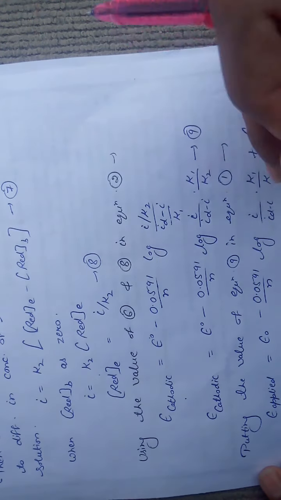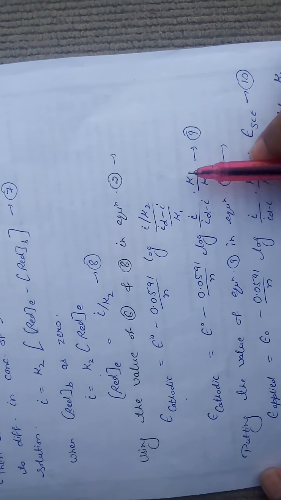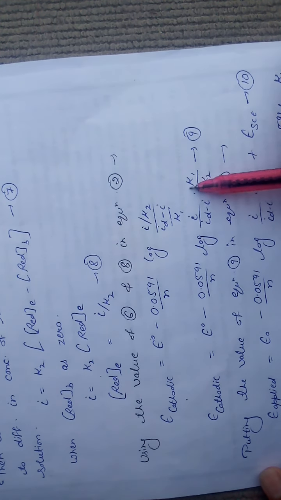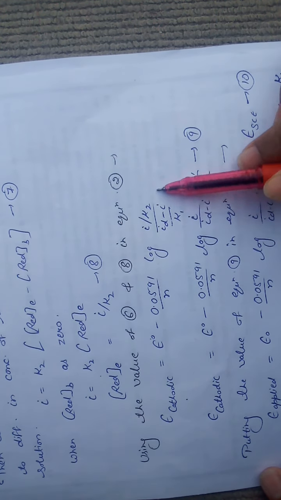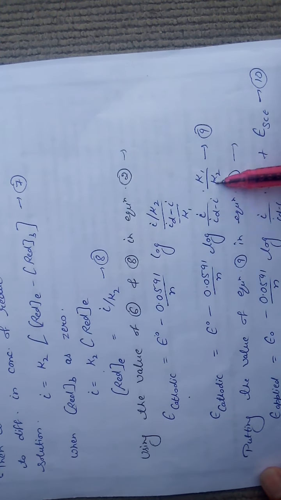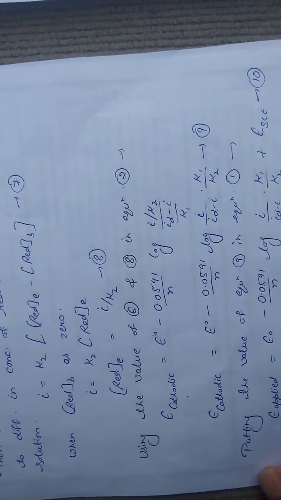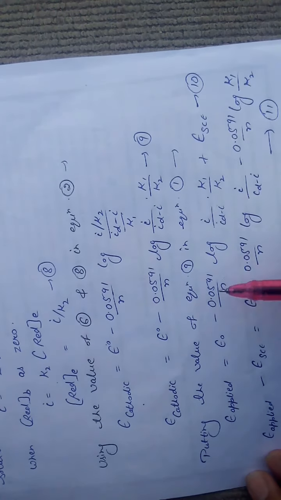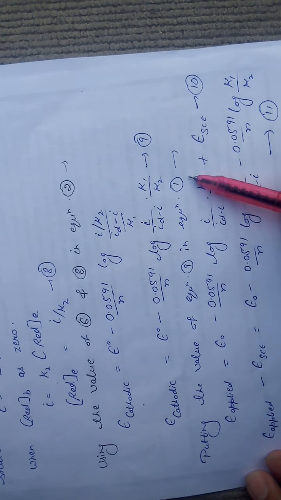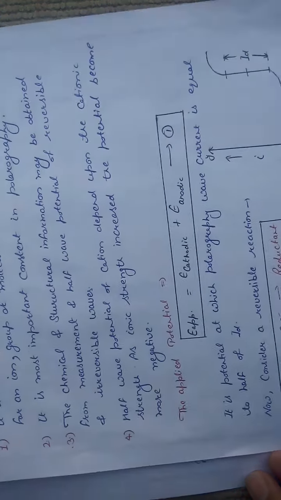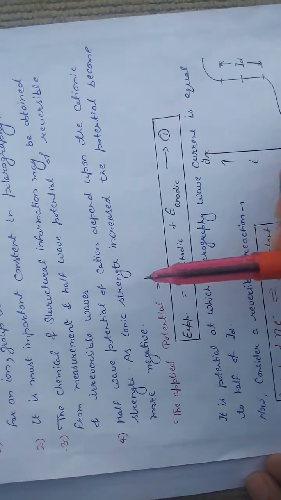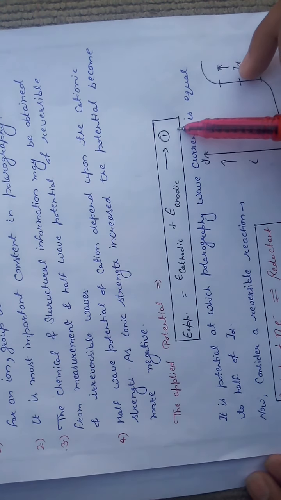converted, rotated to reciprocal form. So K1 upon K2. K1 will go up and K2 will go down. So this one may be represented by equation number 9. Putting the value of equation 9 in equation number 1. What was the equation number 1? That was E applied is equal to E cathodic plus E anodic, equation number 1.